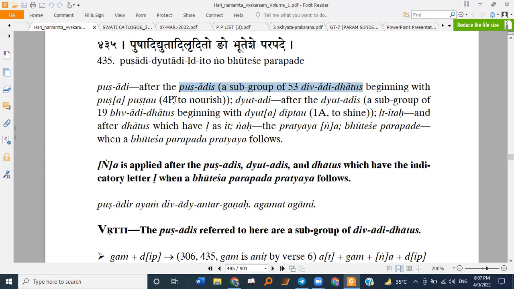So beginning with Pusha Pushto. And what is Dutadi? It's a subgroup of 19 Bhwadi dhatus beginning with Dyuta Diptav dhatu. So like that. Not all the time all the dhatus will be mentioned. So they are grouped like this: Pushadis, Dyutadis, Bhwadi, Adadi, and so on, to make things simple, to prohibit repetition and to not make it lengthier.